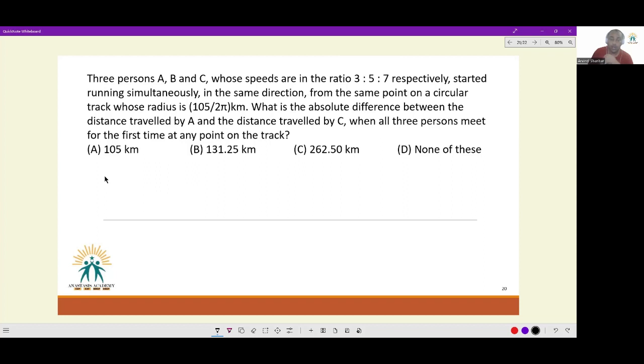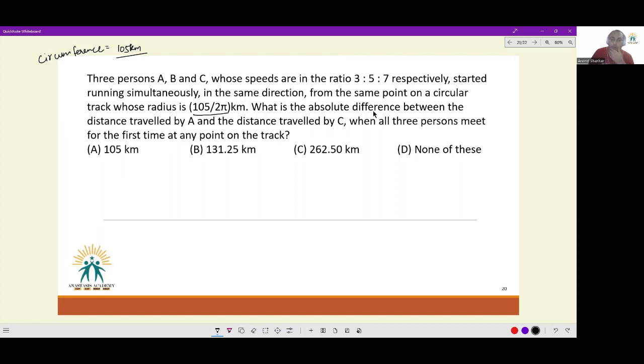Okay, last question, absolutely the last question. 3 persons A, B, C whose speeds are in the ratio 3:5:7 respectively started running simultaneously in the same direction from the same point on a circular track whose radius is 105 by 2 pi kilometers, which means circumference of the circular track is equal to 105 kilometers. 2 pi will get cancelled. Remember, this is the radius, this is not the diameter.